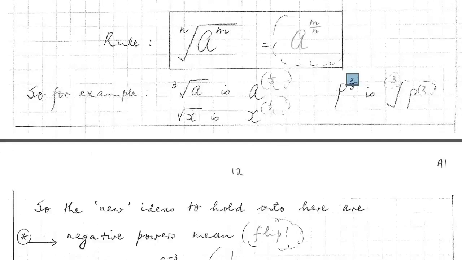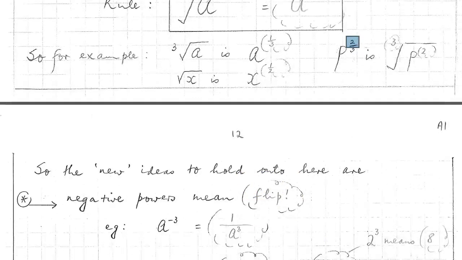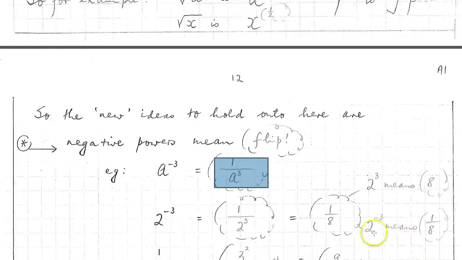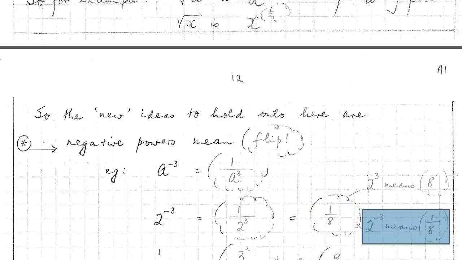Right. So the new ideas that we're going to hold on to here are negative powers mean flip. So you want to fill that in on that space. Flip when you've got a negative power. A to the power minus 3, flip it over and write a cubed. Forget about the minus now. It's 1 over a cubed. 2 to the power minus 3, flip it over. 1 over 2 cubed. And that's 1 over 8. Right. So if 2 cubed means 8, next to that cloud, 2 to the power minus 3 means 1 over 8.